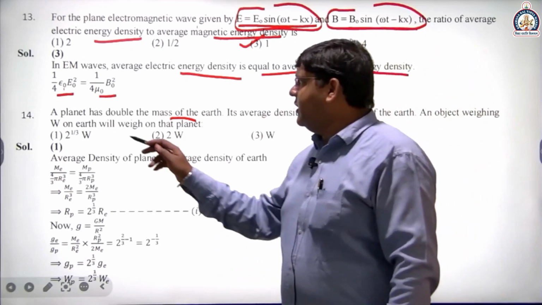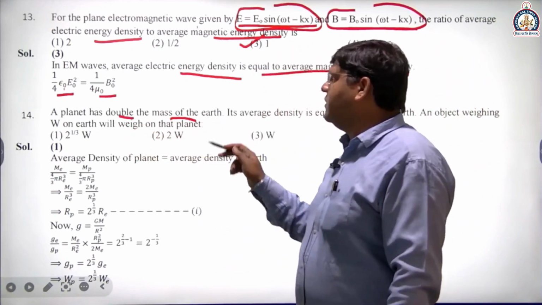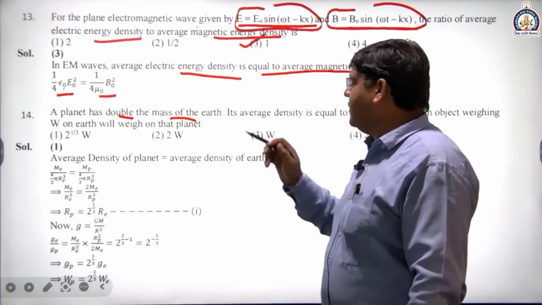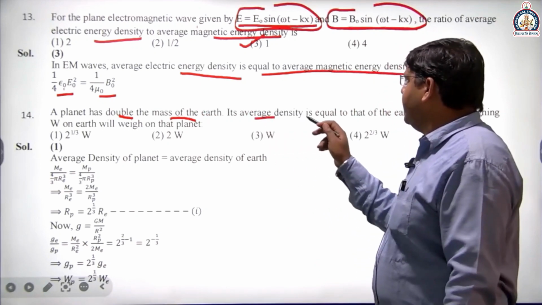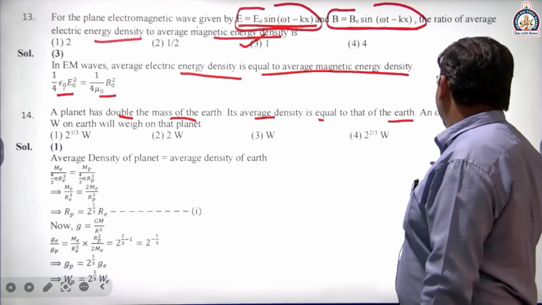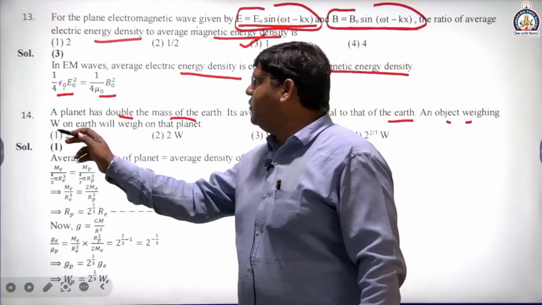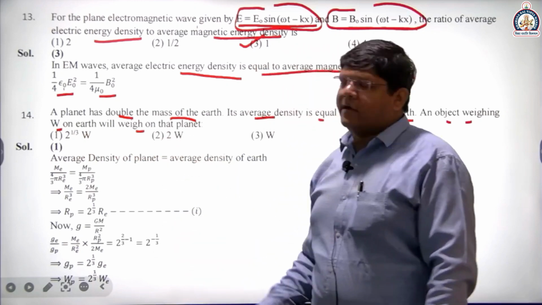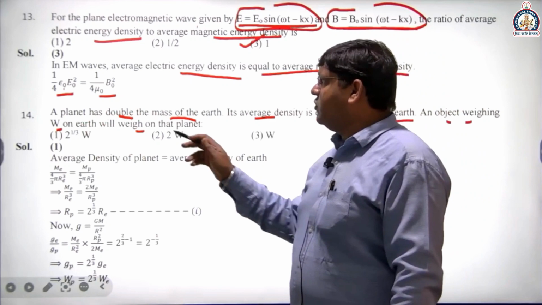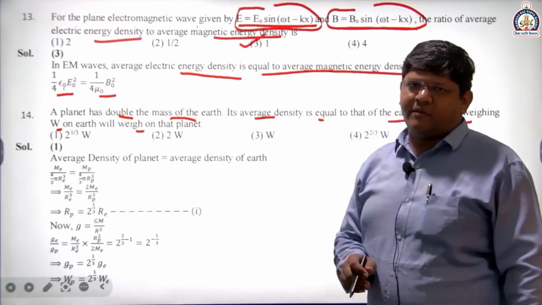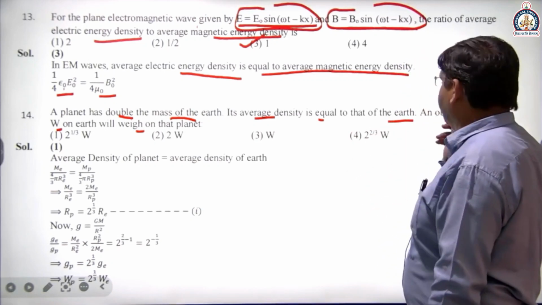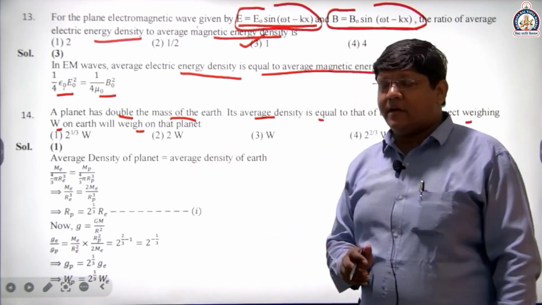The other question says, a planet has double the mass of the Earth. We are provided with the condition that a planet is having mass double the mass of Earth. Its average density is equal to that of the Earth. Average density of planet and Earth are equal. Any object weighing W on the Earth will weigh what on that planet? We have to compare the parameters of Earth and the other planet. So the mass of the planet is double, and the average density is equal to the Earth. And the object's weight on the Earth is W.